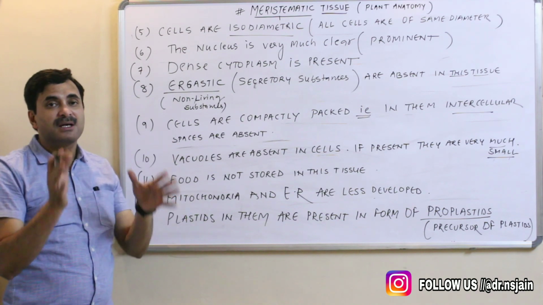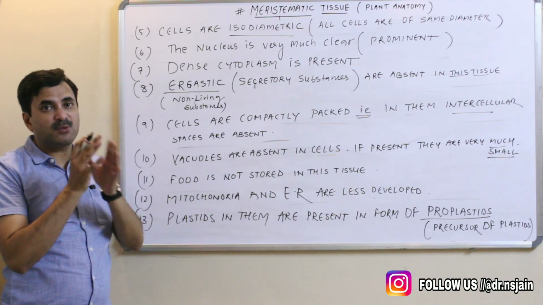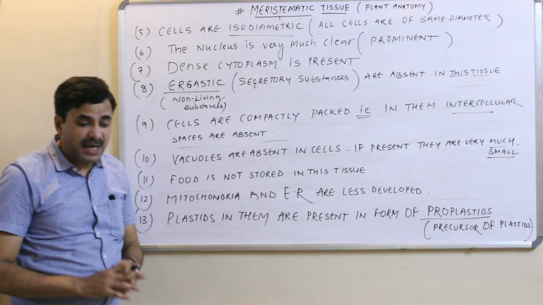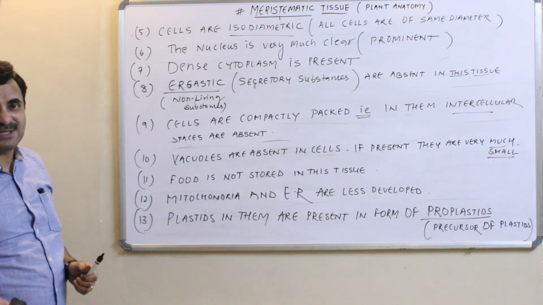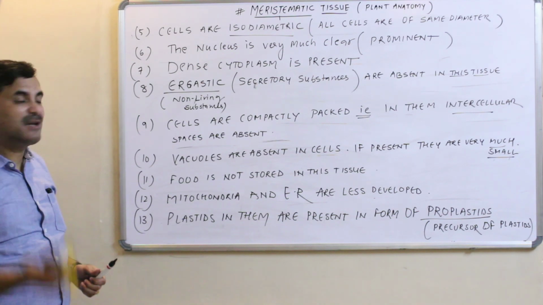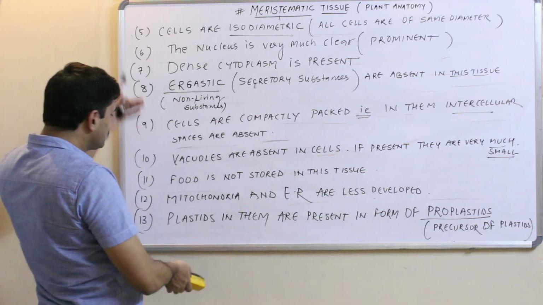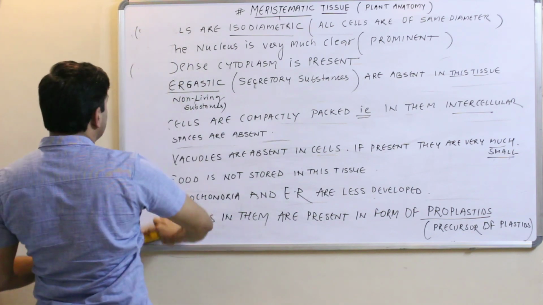Cells are isodiametric. Shape may be oval, rectangular, or spherical, and they are always in the active mode of division. They are immature cells. They are undifferentiated cells. Okay. So next few points more.